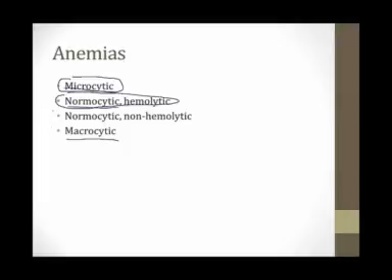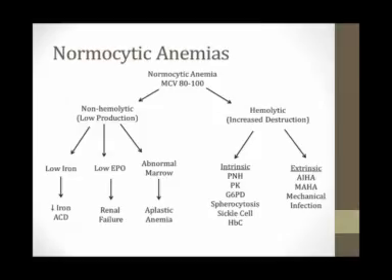In this module we're going to focus on these last two groups of anemias, the normocytic non-hemolytic anemias and the macrocytic anemias. Let's start with the normocytic anemias. Normocytic anemias are anemias where the MCV is between 80 and 100, which is the normal range. And normocytic anemias can occur because of hemolysis, but they can also occur because of underproduction of red cells from the bone marrow. These are called non-hemolytic normocytic anemias.